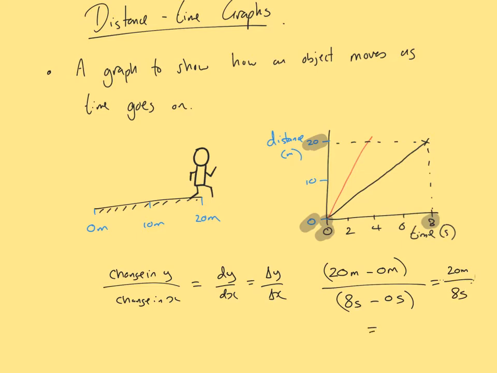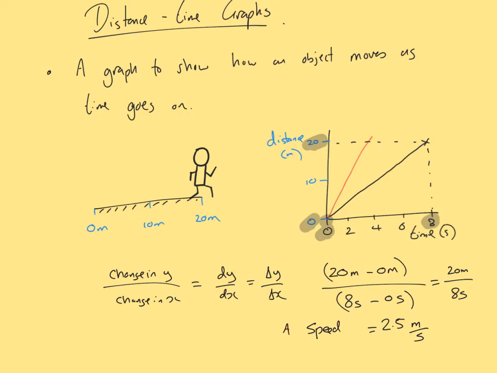So 20 divided by 8 is 5/2, or 2.5. And the units are there because we've got meters on the top, seconds underneath. So we've got 2.5 meters per second. And that is the person's speed.